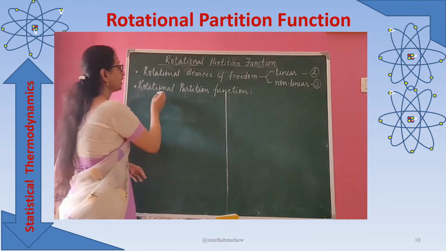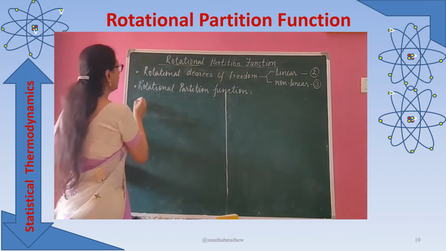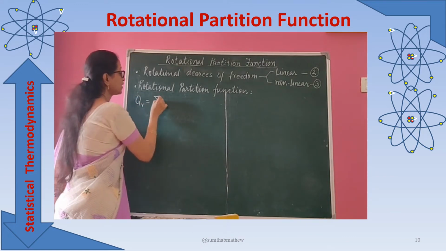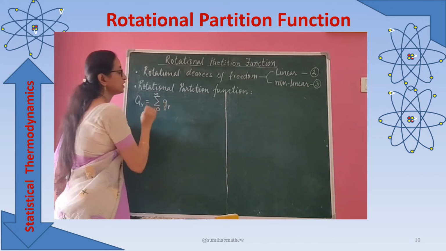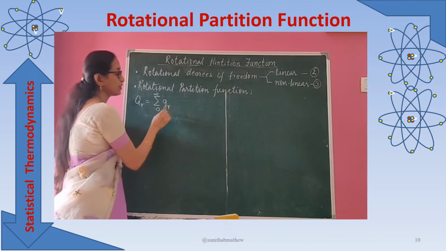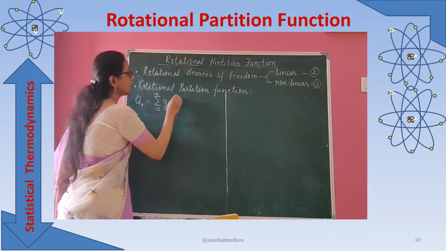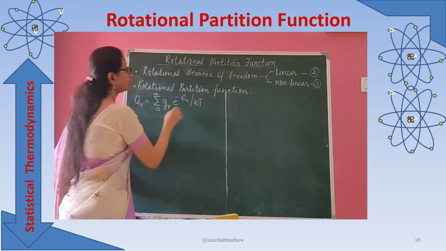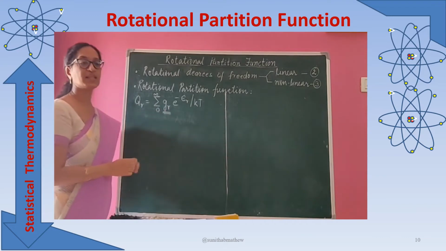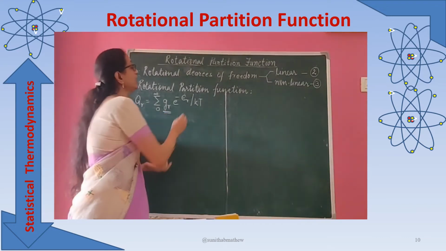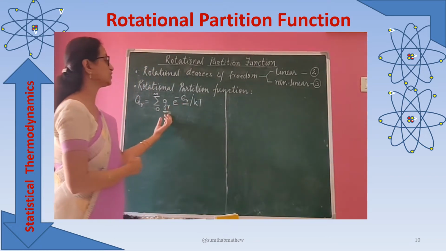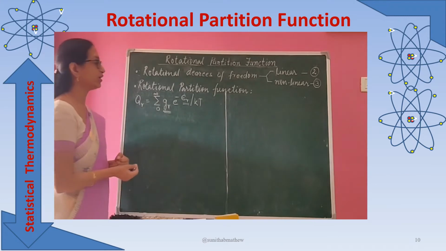Now let's see how we can write the rotational partition function. As we have written for the translation, in the same way we will write the sum from 0 to infinity of g_r, where the J term has been dropped here for convenience, times e to the power minus E_r upon kT, where g_r is the statistical weight factor for rotational energy level and E_r is the rotational energy level. These are the two quantities we require for calculating the partition function.